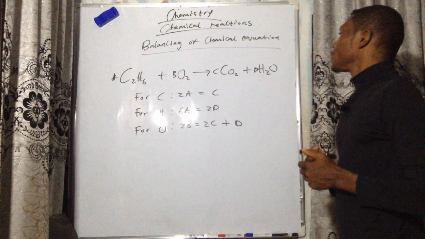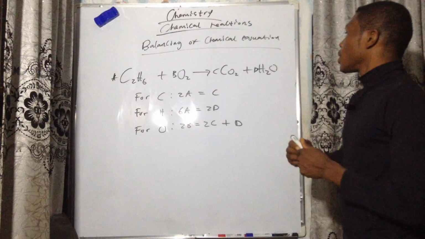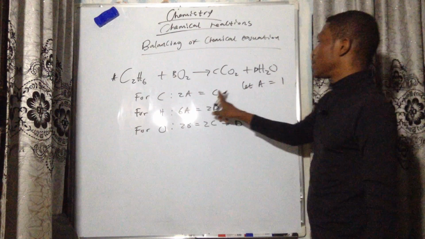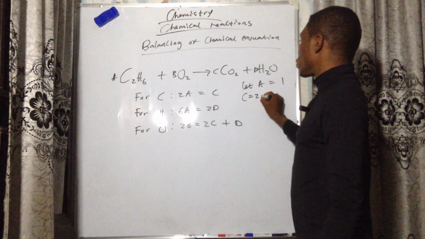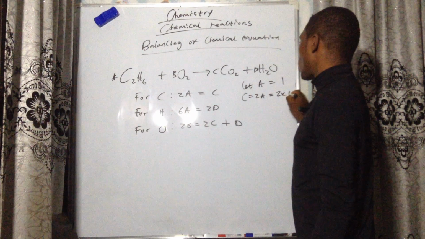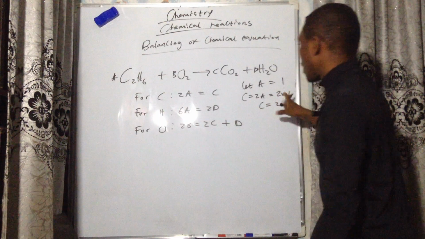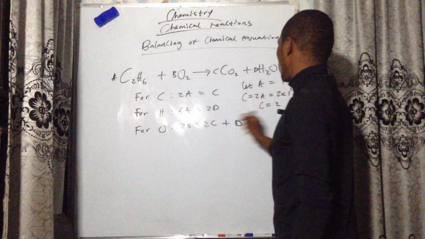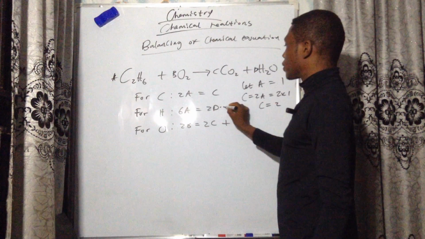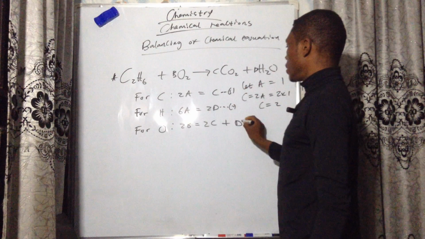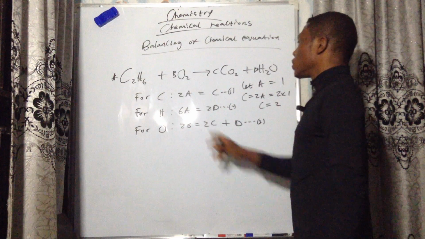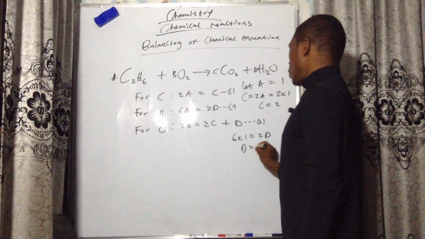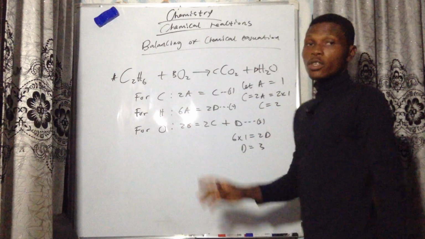Now, see what I will do. Let A be equal to 1. If A is equal to 1, it means that C is equal to 2A, that is 2 times 1, so C is equal to 2. Now, remember A is equal to 1. So D, from equation 2, 6A is equal to 2D. So 6 times 1 is equal to 2D. So D is equal to 6 over 2, which is 3.